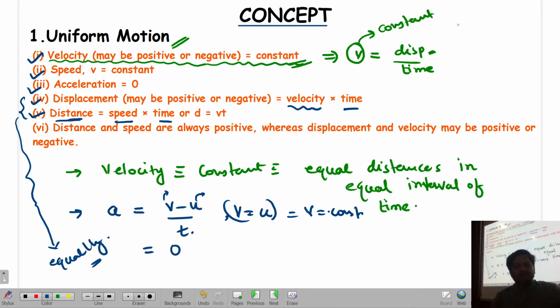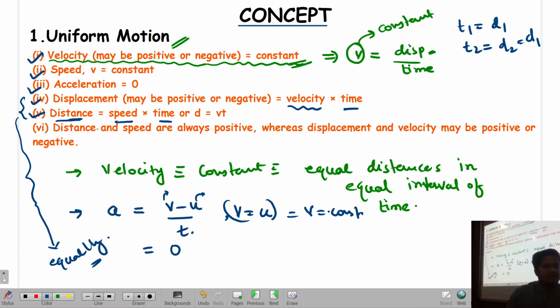So let's suppose for time t1 you have displacement d1, then again for time t2 you will have displacement d2, but this d2 will be equal to d1, right or not? So you are going to travel equal distances in equal intervals of time for uniform motion.